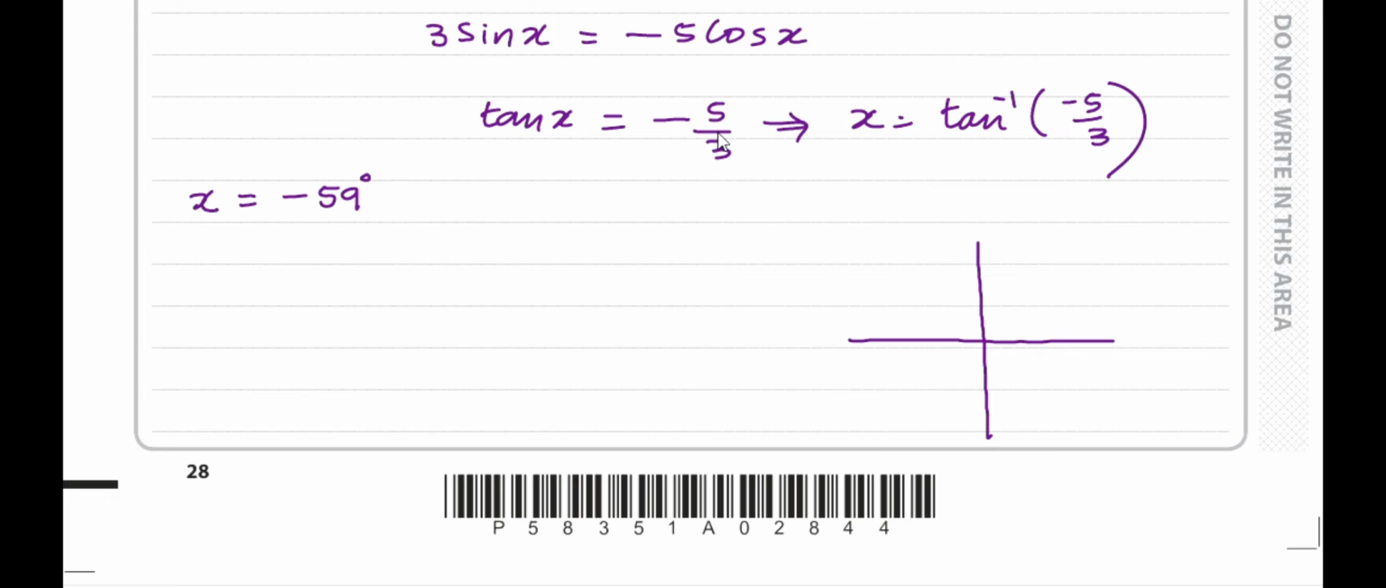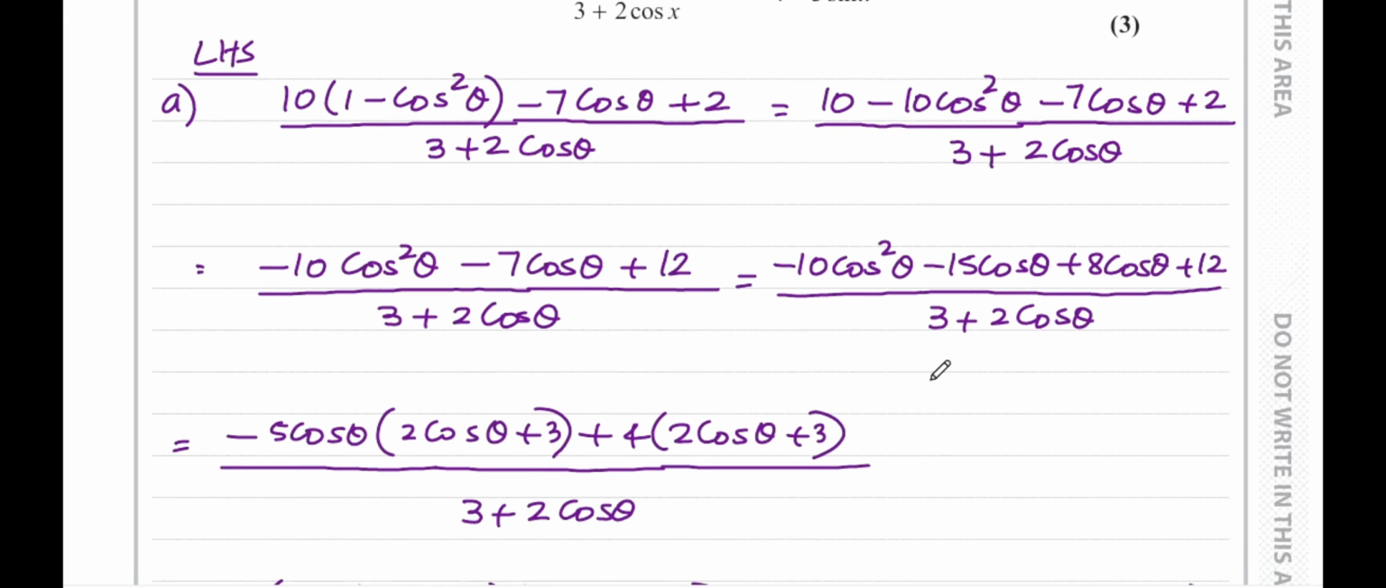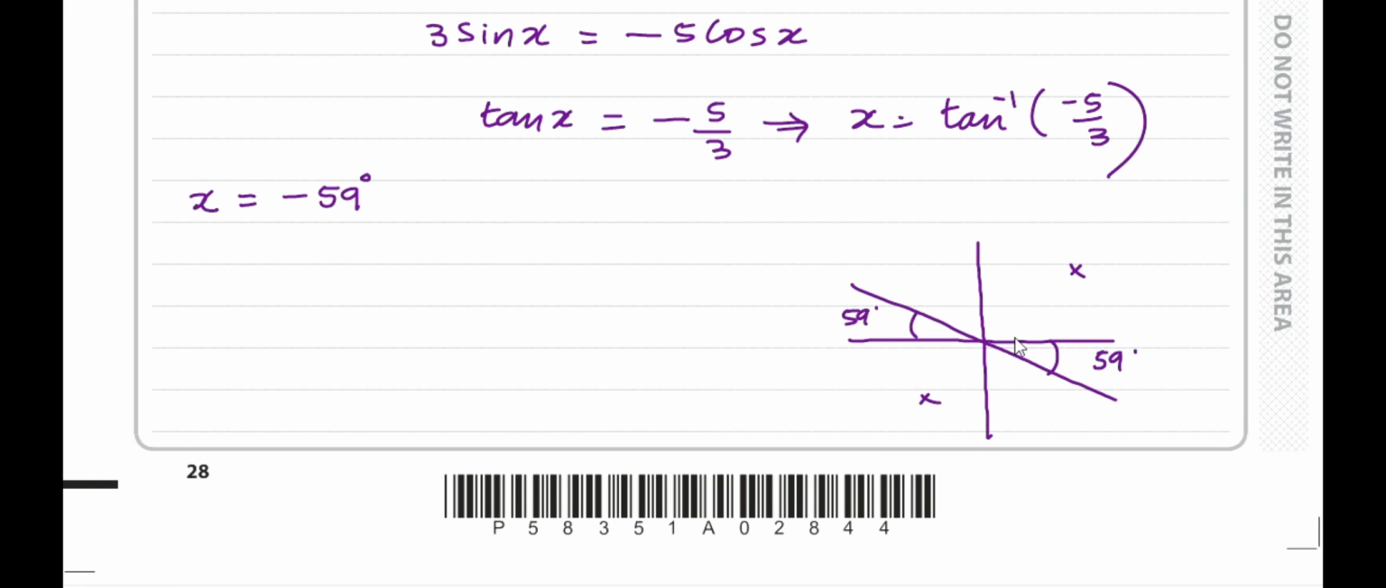Since tan is negative, that means it cannot lie here or here. It should be in the second or in the fourth quadrants. Okay, therefore we can write here 59 degrees and 59 degrees, which are the angles between the horizontal. And since the question says locate the angle between 0 and 360 degrees, therefore we should be going this way, scouting for the angle. We don't need any negative angle. So this is 0, 90, 180, 270, 0 slash 360.